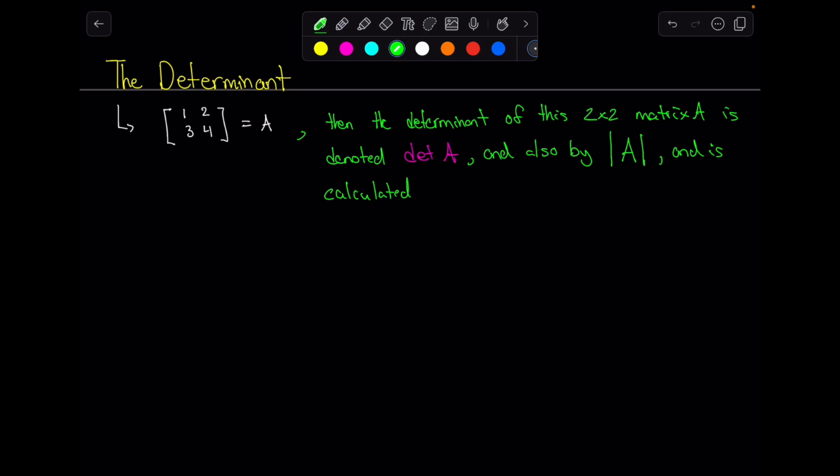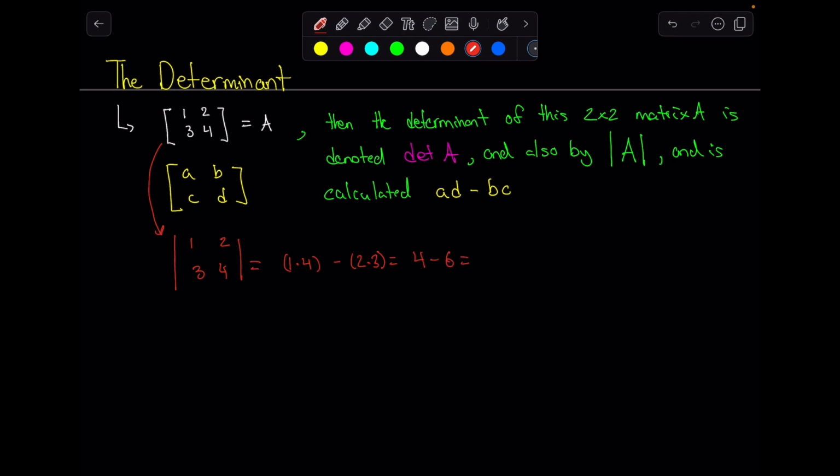So for a general 2 by 2 matrix, which is probably a better thing to have here, it's going to be AD minus BC. So in the example of the matrix I've given you, this should not come as any surprise, but the determinant of the matrix 1, 2, 3, 4 is going to be 1 times 4 minus 2 times 3, which is 4 minus 6, which is negative 2. And that's what we get.